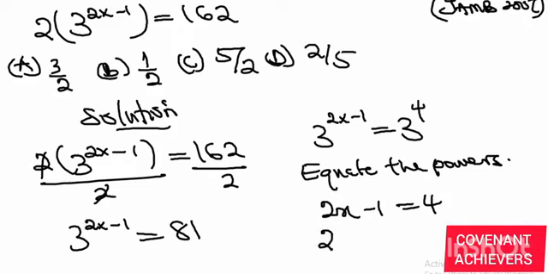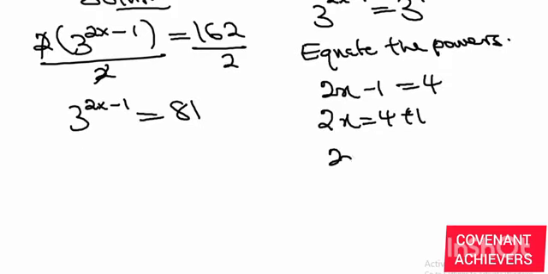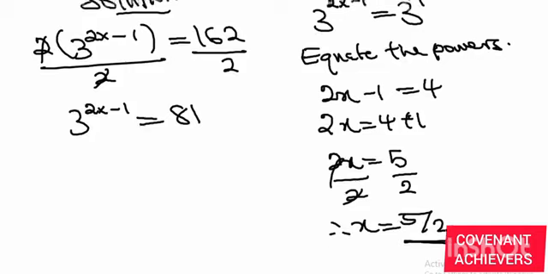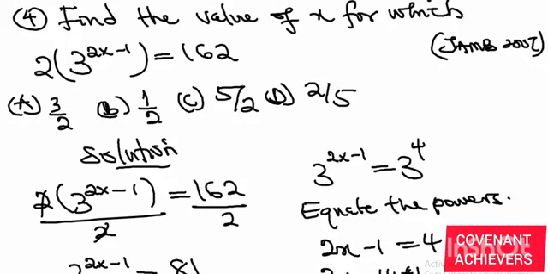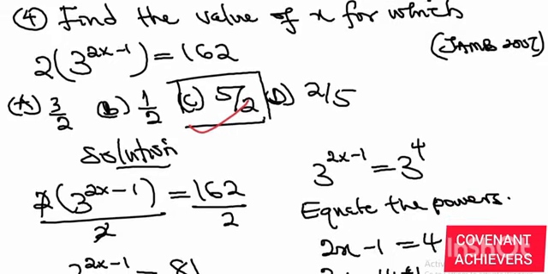So here you have 2x is equal to 4 plus 1, and 2x is equal to 5. Divide both sides by 2. Therefore, x is equal to 5 over 2. So you can see that is option C, 5 over 2. And that is correct this time around. That's the solution to that question, and that's the easiest way to solve it.